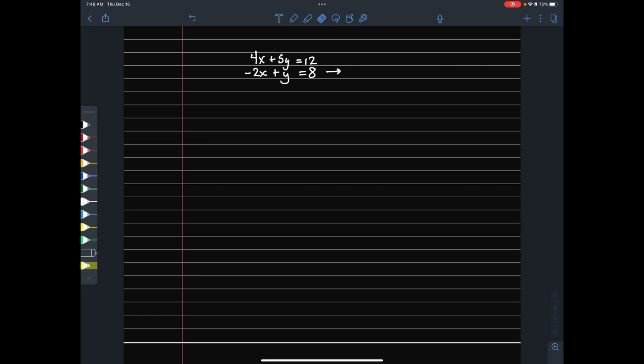So here's what I'm in the process of doing. I mentioned that I can force one of these equations to have the same or an opposite coefficient in a variable term that works with the other equation. And I'm going to multiply this bottom equation by 2 to achieve that effect. Here's where I made a mistake. When I multiply this by 2, on the left-hand side, I'm going to get negative 4x plus 2y. And on the right side, I'm going to get 16.